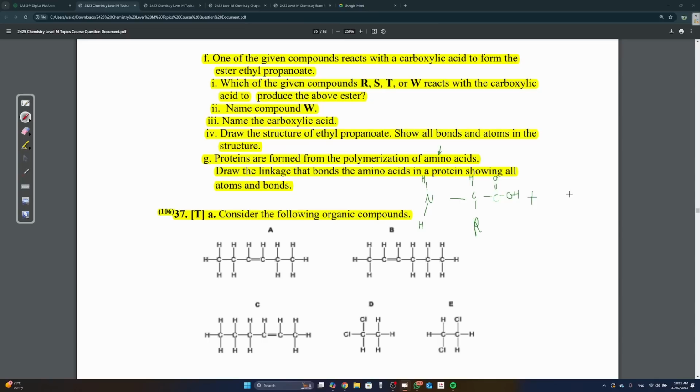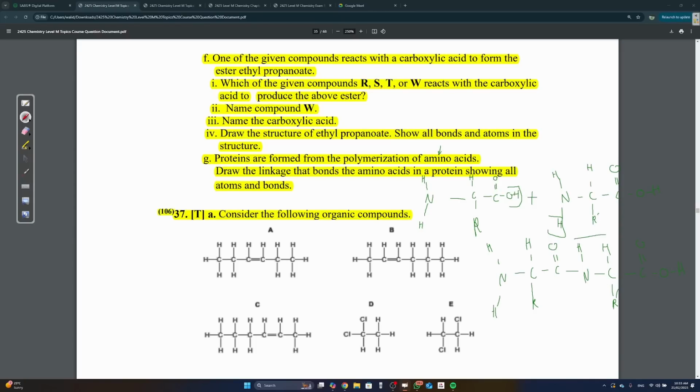Let's bond it to another one. It looks like this. Just copy this one: C H R prime. You can call it R prime or whatever. C double bond O O H. When they bond, what happens? This goes out, this goes out. What do you get? NH, C H R, C double bond O, and then just bond it to N H C H R prime, bonded to C double bond O O H. So it looks like this.